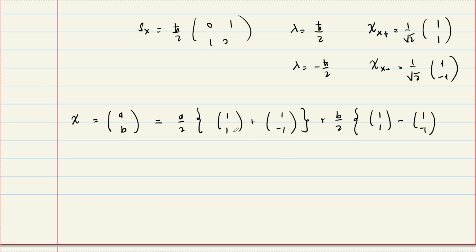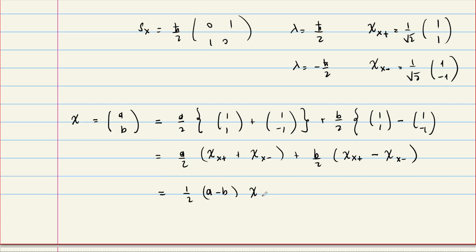But this is what? This is a over 2 chi x plus chi x minus, and this is b over 2 chi x plus minus chi x minus. Now let's combine. Let me finish that and then let's talk. We are going to talk about this a lot. So this is 1 over 2 a minus b chi x plus 1 over 2, sorry, a plus, and this is a minus b chi x minus.